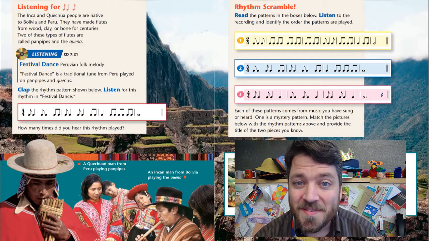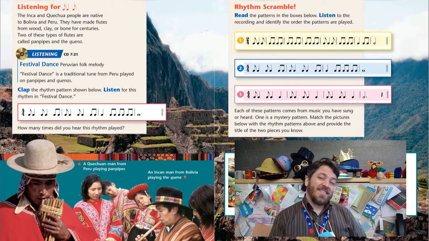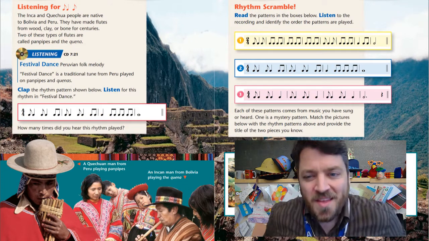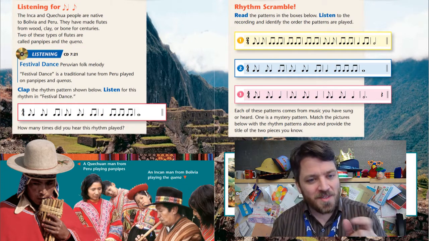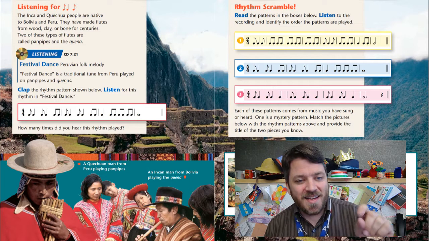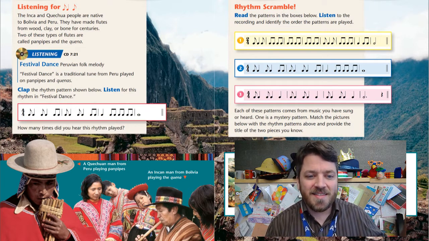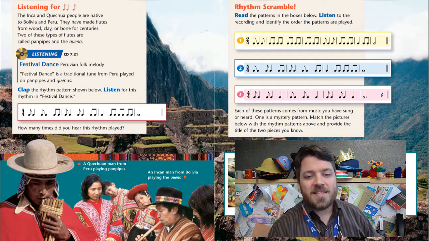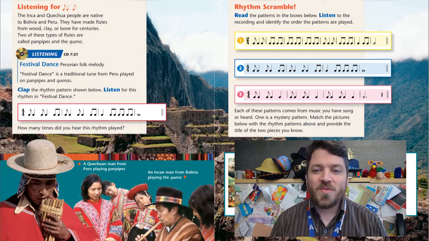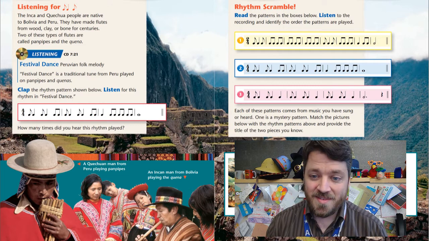Wait, how many did you count? I counted 7. Did you get 7? There was something that was similar, but it was a little bit different. It started out the same, but then it was a different rhythm. But the rhythm ti-ta, ti-ta, ti-ti, ti-ta, ti-ta, ti-ti, ta, ti-ti, ti-ti, ti-ti, 1, 2, 3, 4. We heard that one 7 times.